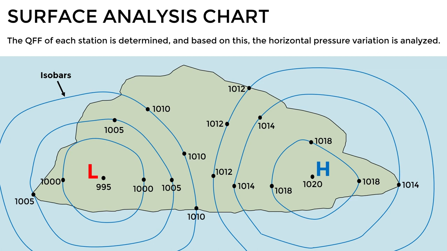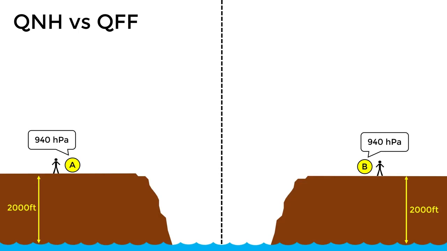Now, with all that we have seen so far, we can summarize that the QNH is mainly used for altimetry purposes in air operations, while the QFF is used by meteorological services to study the surface pressure behavior. However, this implies that there is a certain relationship between these two concepts depending on the temperature. Let's look at the following example to understand it better.